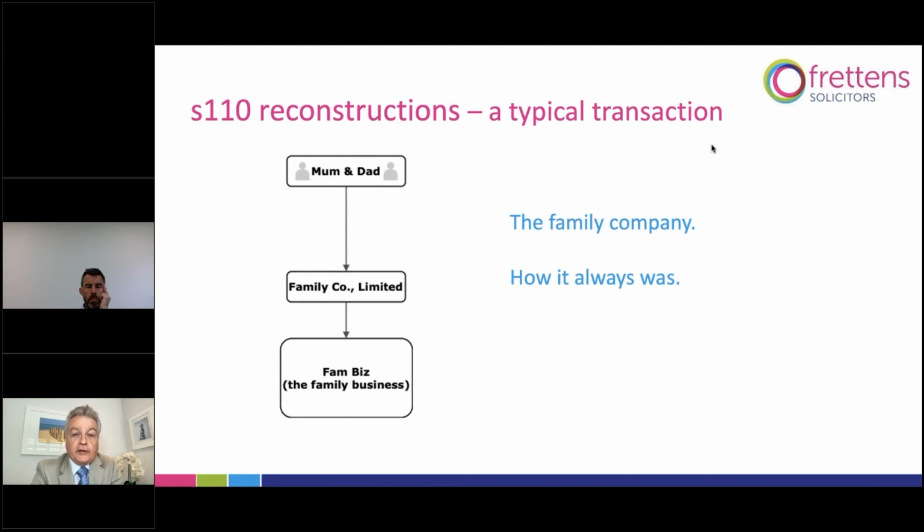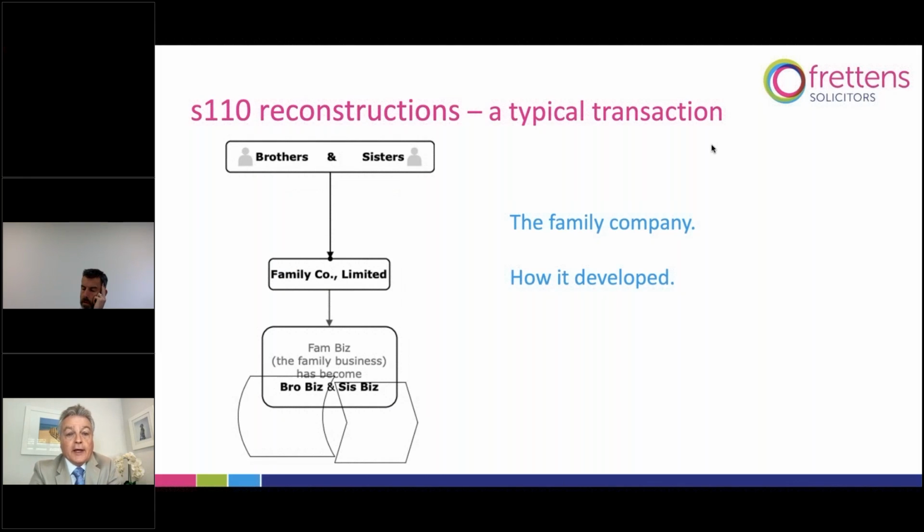So let's look at the sort of thing that you would typically use a Section 110 reconstruction for. And this is so much the sort of thing you would see. It's a family company owned by, in this case, mum and dad, and it ran the family business, which was run for many, many years and very successful, and was then handed over to the children when mum and dad retired.